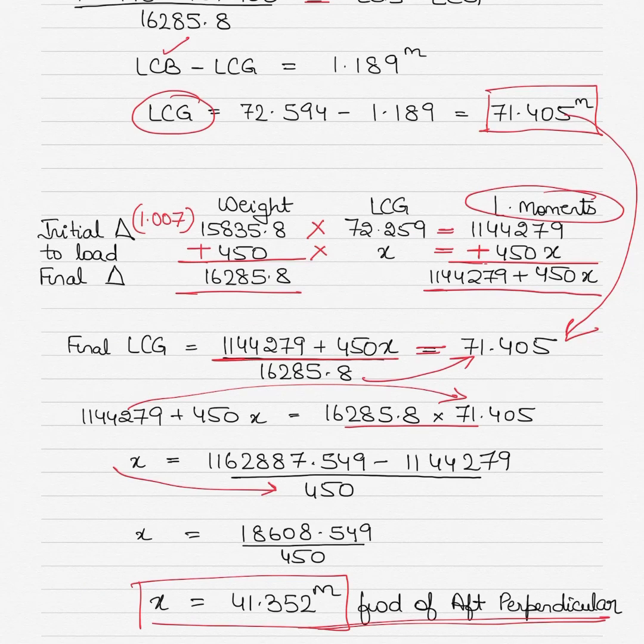Now because all these values, the LCB values, the LCF values, they are all given with respect to their distance from the half perpendicular, when you find out the distance where the cargo is to be loaded or discharged, you will always find it with respect to half perpendicular. Only if the question asks you to find it with respect to the forward perpendicular, then you will subtract this distance from the length between perpendiculars to find the distance from forward perpendicular. Otherwise, the distance that you calculate will always be with respect to the half perpendicular, because LCB, LCG, LCF are all given with respect to the position from the half perpendicular.